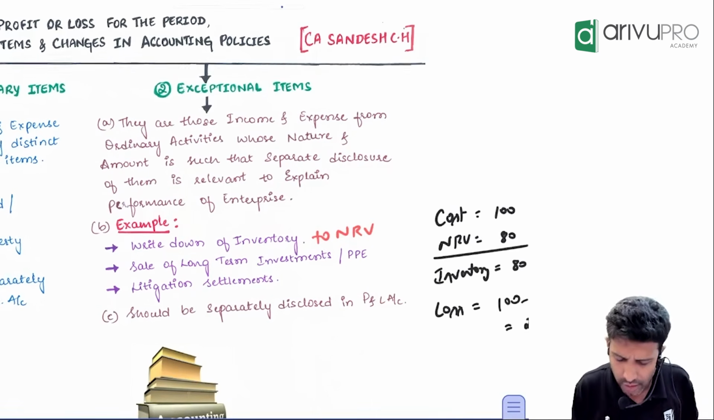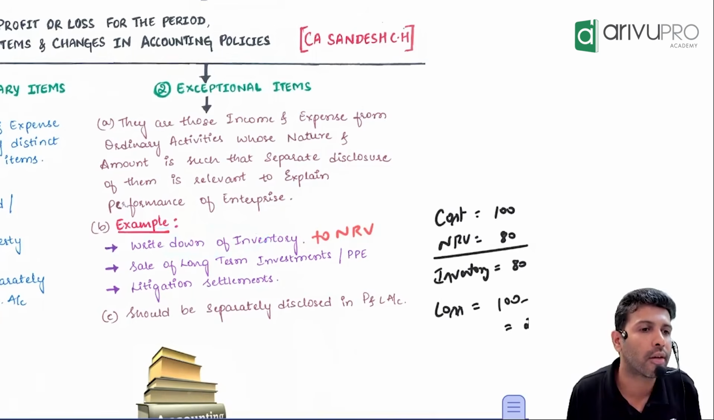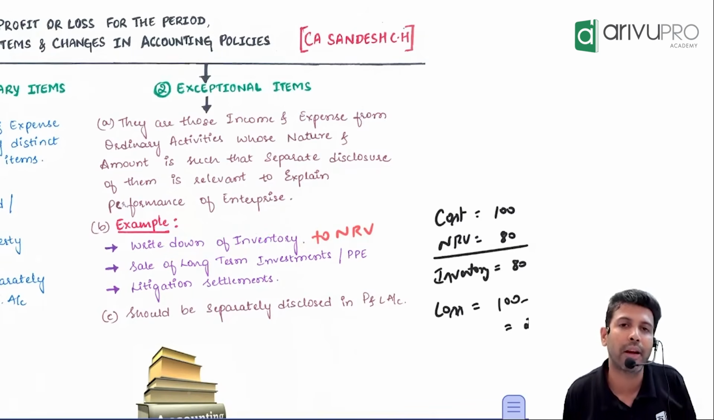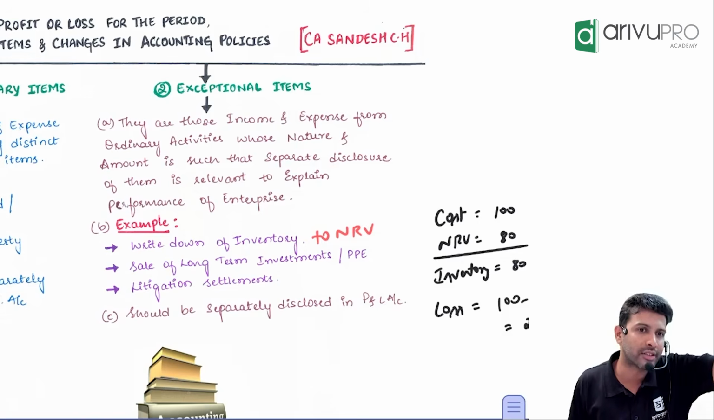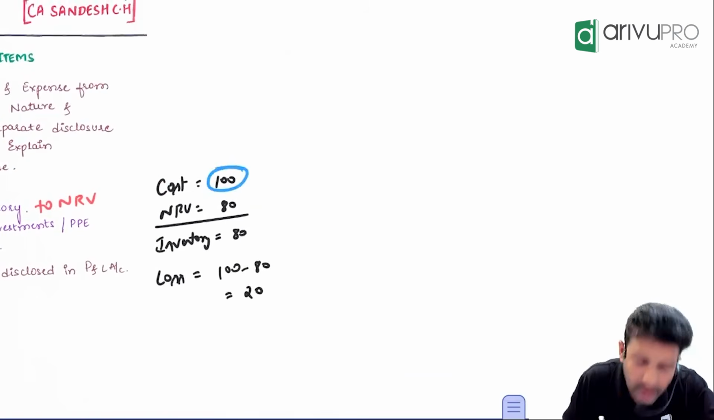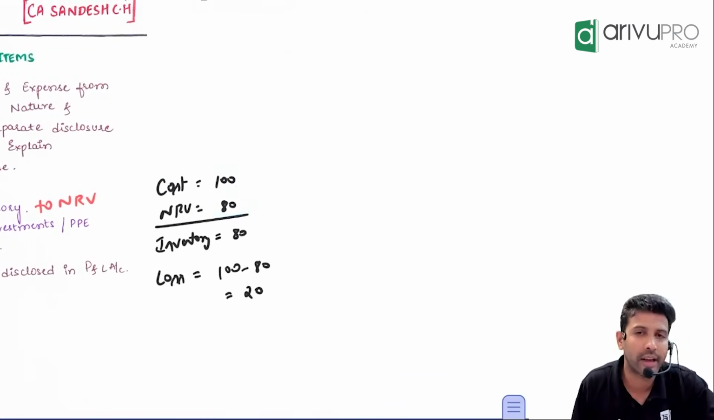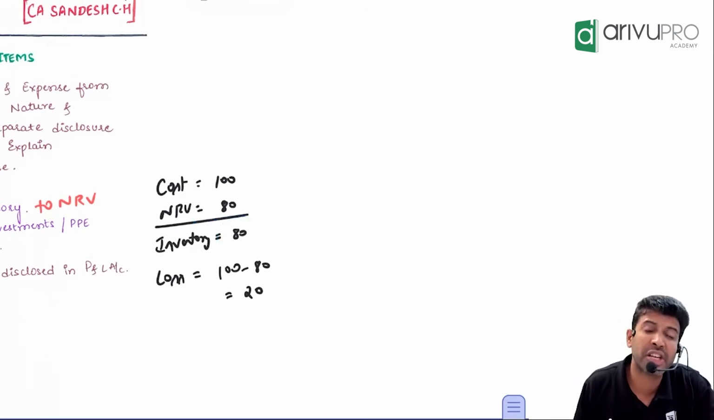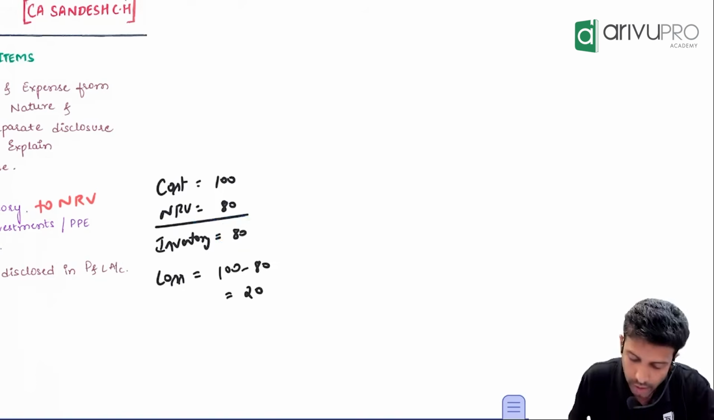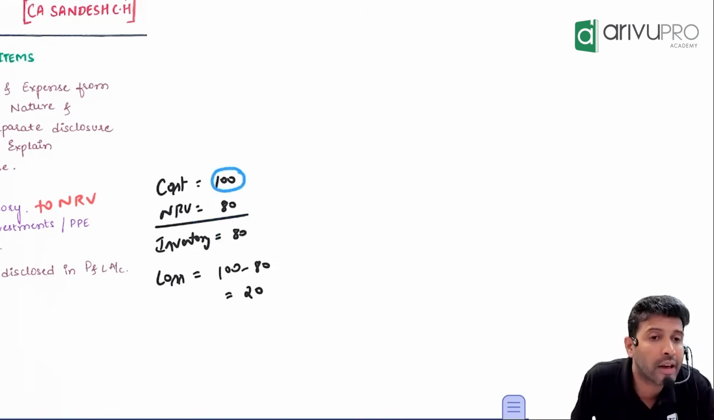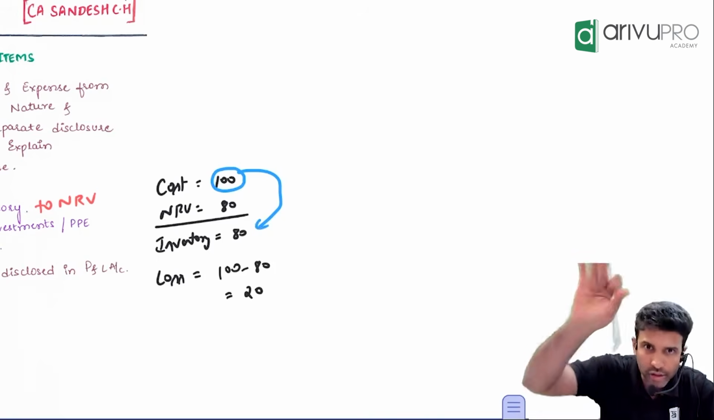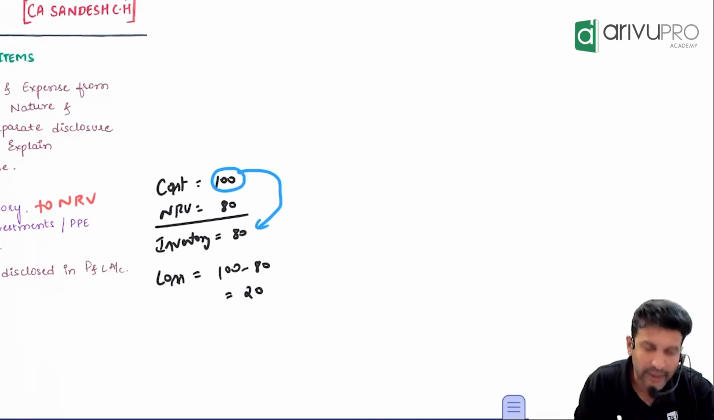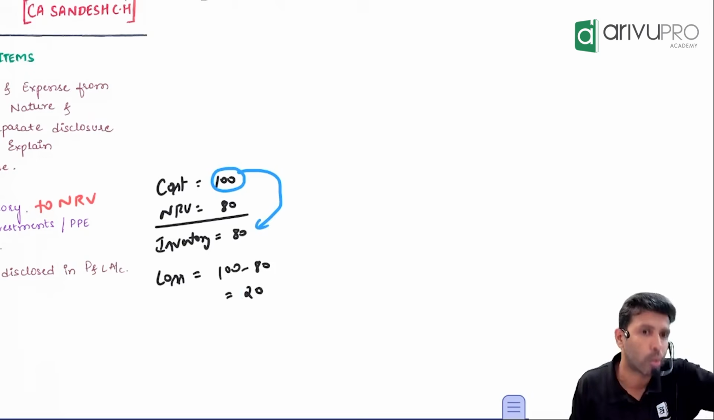Like examples, write down of inventory. Just now we have covered AS2. How should the inventory be valued? Cost or NRV, whichever is low. Let's say the cost of the inventory is 100. NRV is 80. So inventory will get valued at 80. But you purchased inventory for 100. That means currently inventory is shown at 100. From 100, you need to bring it down to 80. So you are reducing one asset by 20. That we call inventory write down.